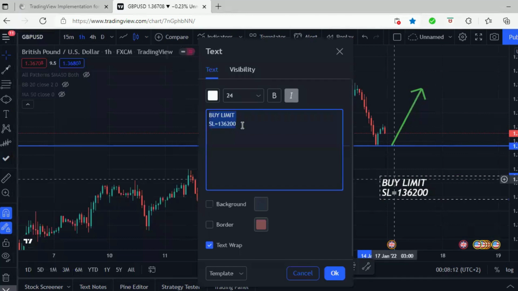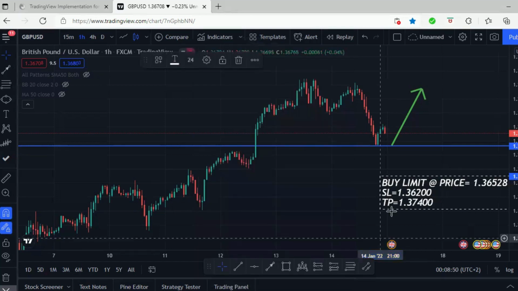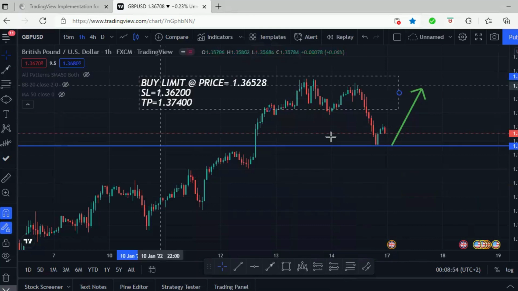And my take profit will be, okay, my buy limit will be at price 1.36528. My stop loss, I already wrote it. My take profit will be 1.37400. As you can see, ladies and gents, these are my parameters for this.